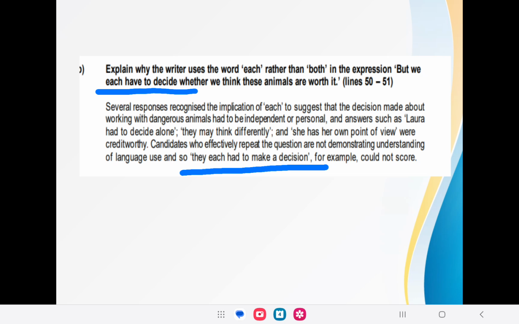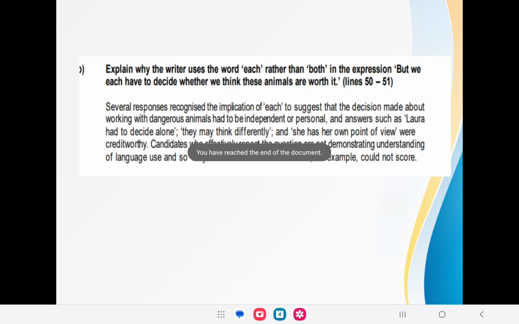So instead of that, what are the answers? Laura had to decide alone. They may think differently. She has her own viewpoint. And this kind of answers were correct answers. And this kind of answer, that they each had to make a decision, didn't get marks because the same thing is written in the question. So when you are writing an answer, you have to come up with an explanation, not just copying things from the text.